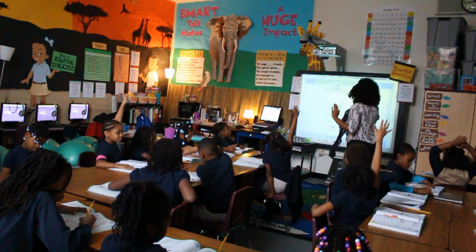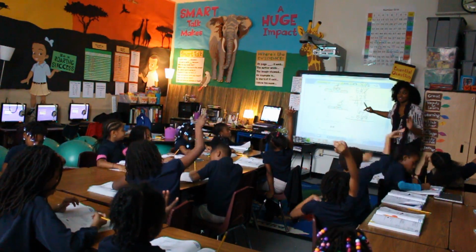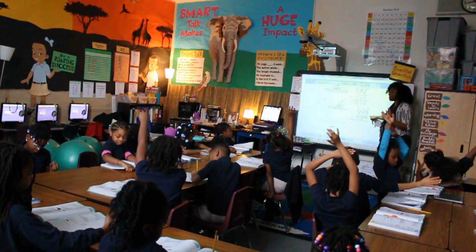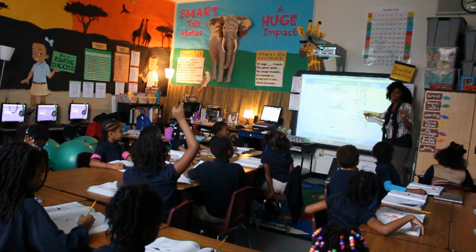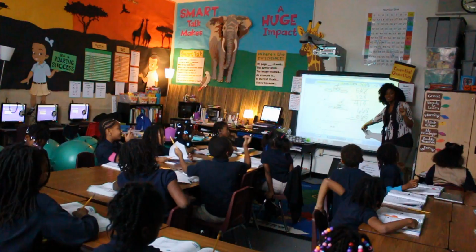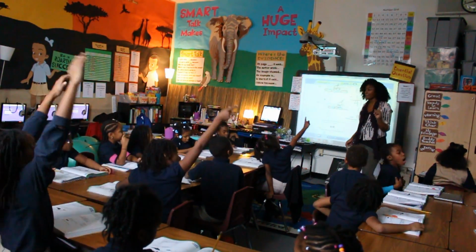I see more on top in every place. 8 minus 5, class. 3. When the number's the same, 0. Okay. 6 minus 5. 1.